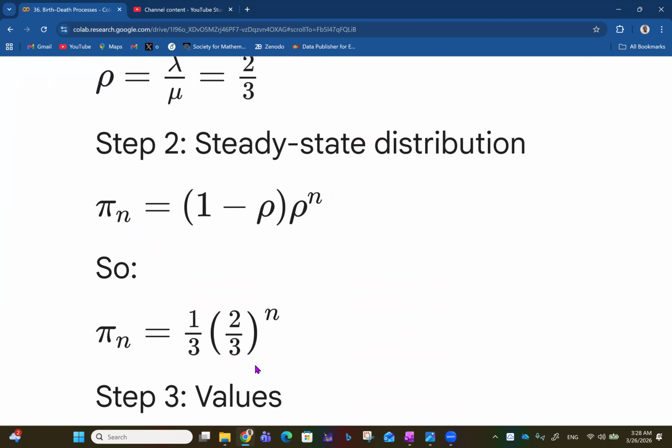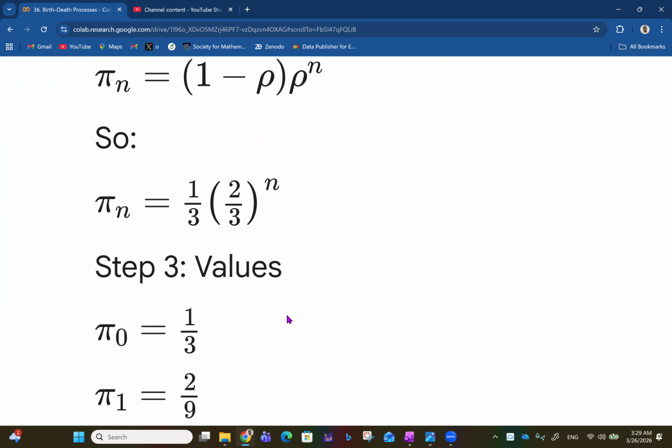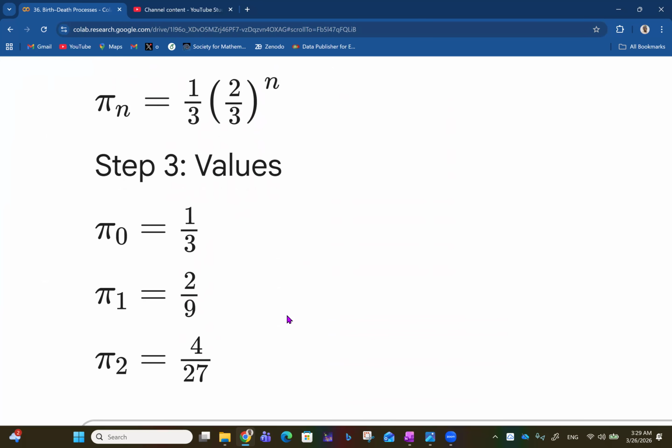In step 2, you have the steady state distribution where pi n is 1 minus rho multiplied by rho raised to the power n. So pi n is 1 over 3 times 2 over 3 raised to the power n. Then we have values: pi naught is 1 over 3, pi 1 is 2 over 9, pi 2 is 4 over 27, and things keep going on like that.